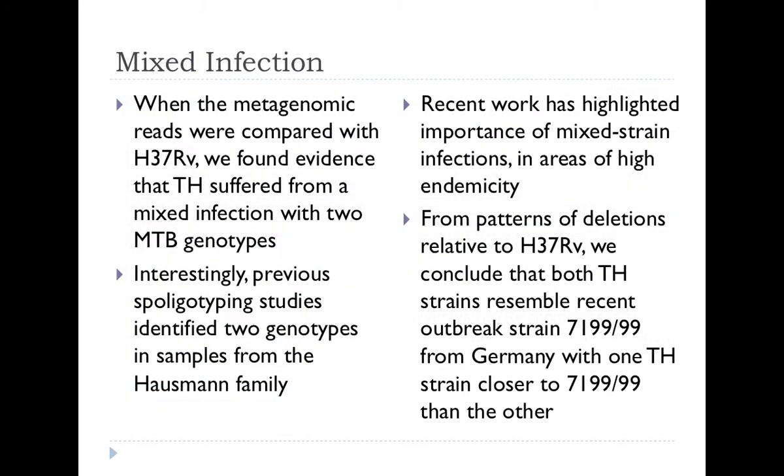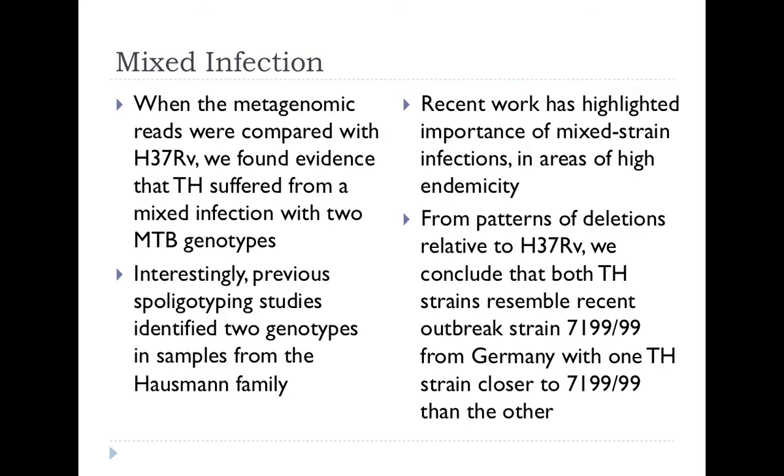But it got more complicated than that, because when Martin looked at it more carefully, he realized that there was actually evidence of two different genotypes of M. tuberculosis in that sample. And we, again, had to go and look at the literature. So how often do you get mixed infection? It turns out in areas of high endemicity, you do get up to 9% of samples actually have two strains in them. So perhaps it wasn't that surprising.